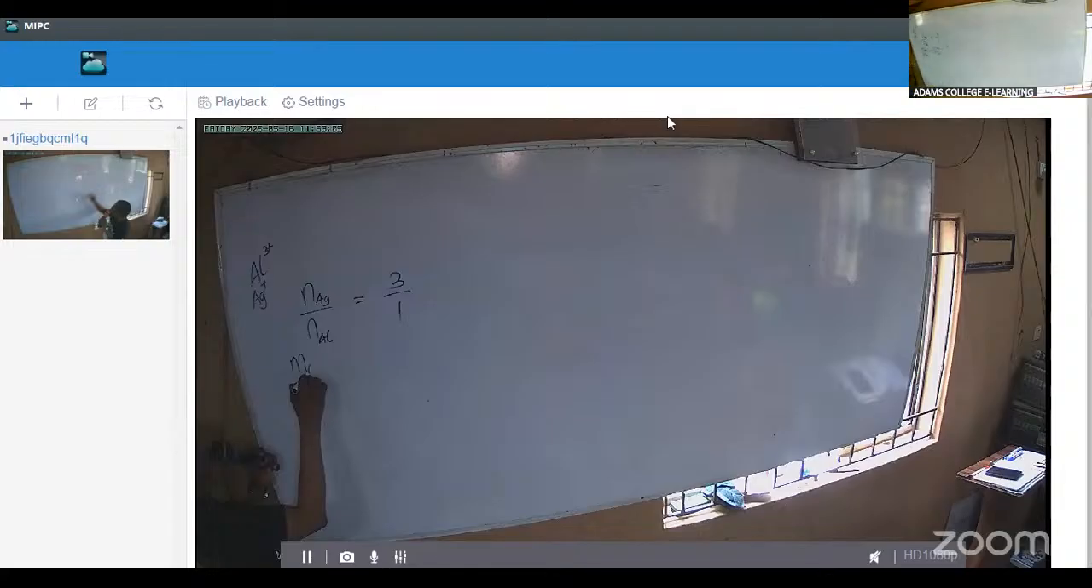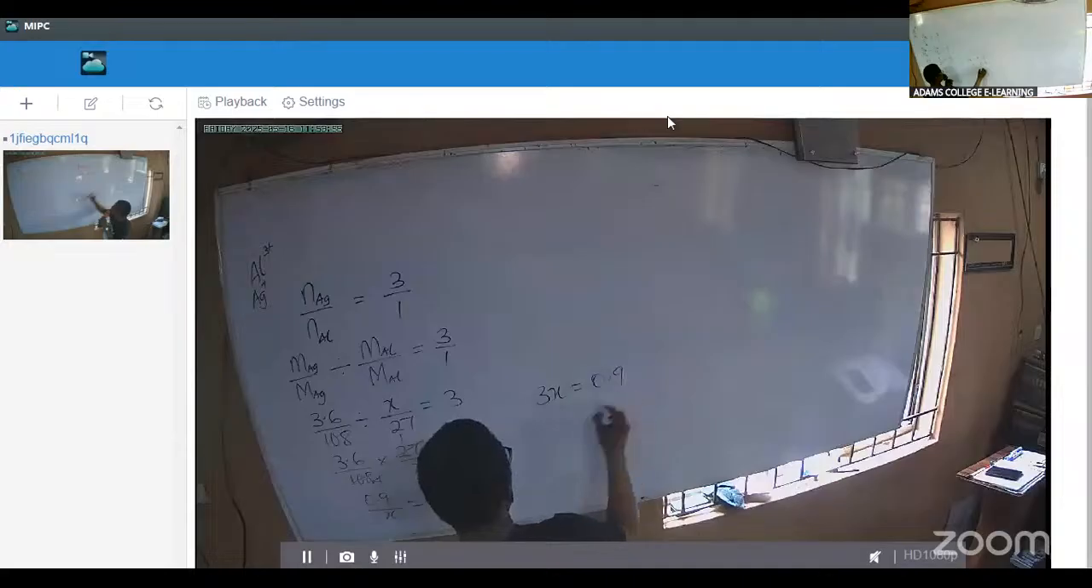What's the mass of silver we are given? 3.6. What about the atomic mass? 108. What's the mass of aluminium? Unknown, call it x, with atomic mass 27. So you have 3.6 over 108 times 27 over x equals 3. So 0.9 over x is 3. So 3x is 0.9, x is 0.9 over 3. x is 0.3 gram.